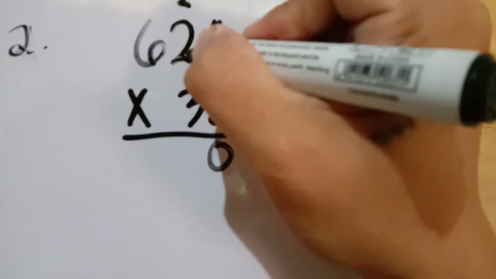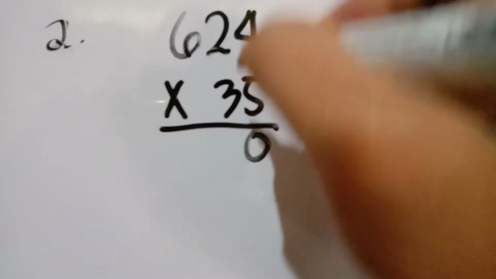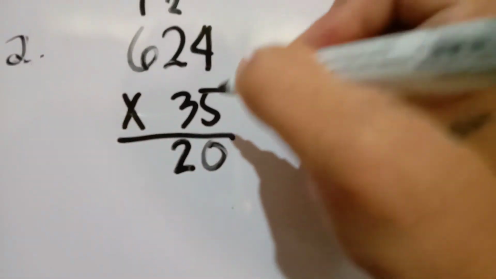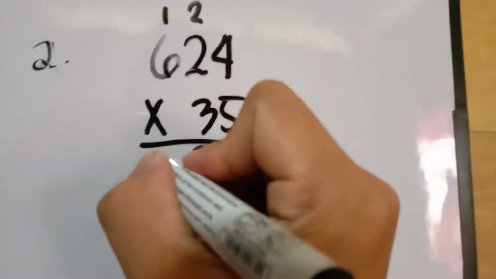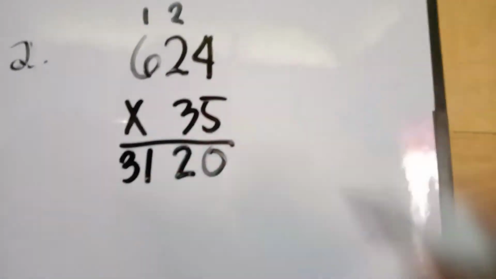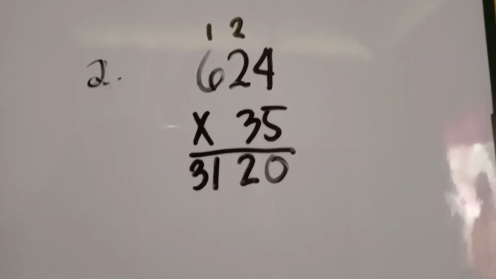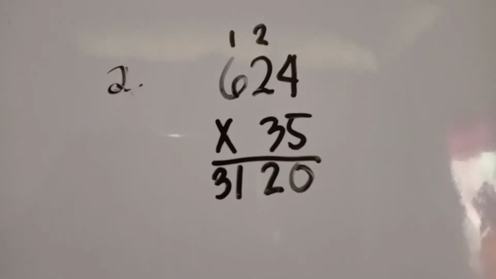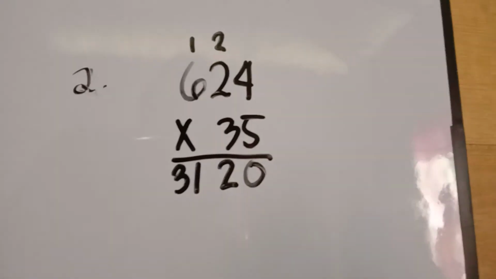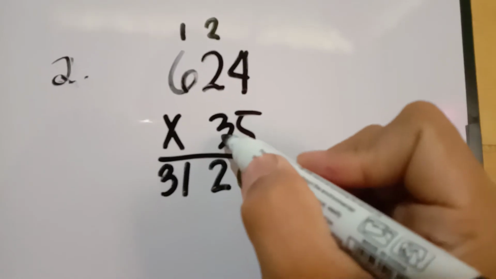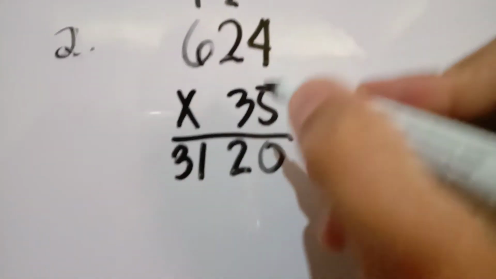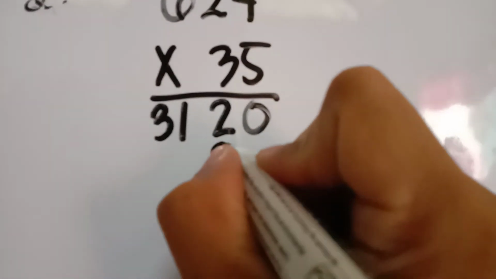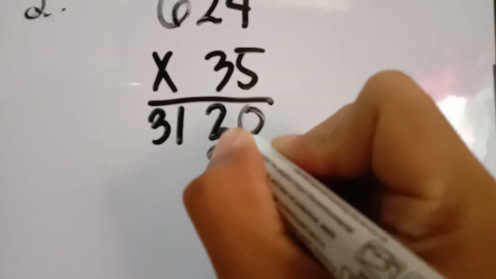5 times 2, that is equal to 10, plus 2, so that is equal to 12. Write 2, regroup 1. 5 times 6 is equal to 30. 30 plus 1, so that is 31. Next, proceed to the next step. Multiply the next digit in the multiplier, which is 3. So we will multiply 3 to the multiplicand. So 3 times 4, that is 12. So write 2 here below the digit 2.